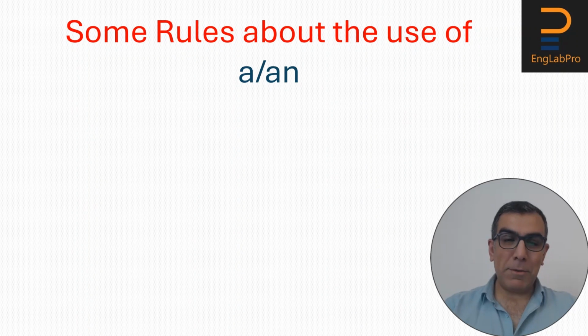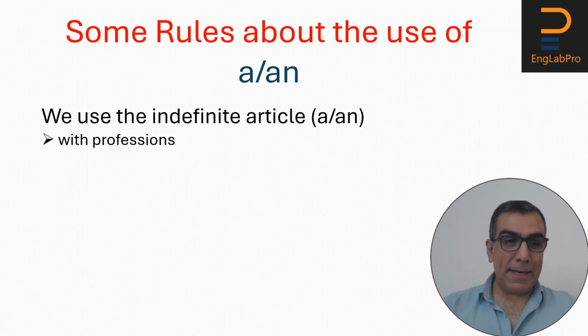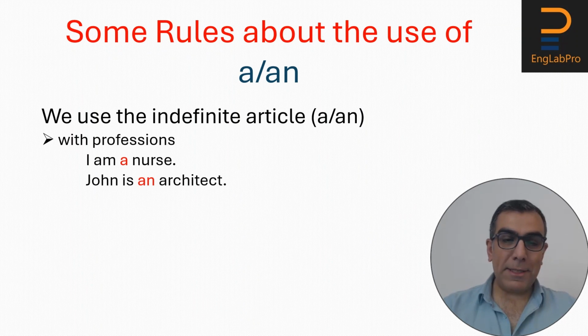Now let's talk about some exceptions, or maybe we can say some extra rules that exist for the use of articles. Let's go first about a or an. Well, we use the indefinite article a or an with professions. For example, I'm a nurse, John is an architect, I'm an English teacher. So for jobs, for professions, we use a or an, we use the indefinite article.